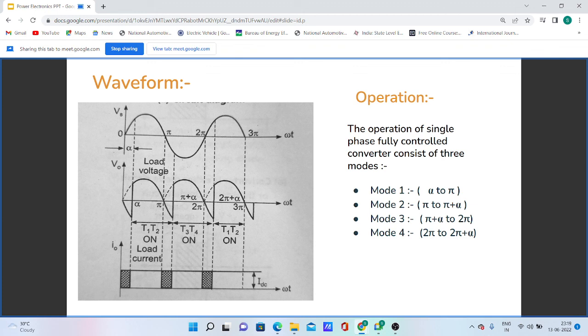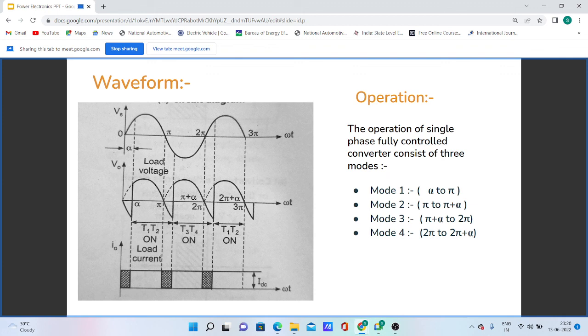In this mode of operation, the load voltage becomes negative and the load current is always positive, continuous and constant. Both load voltage and load current are opposite in polarity, so the stored energy in the inductive load will return back to the supply again. Now for mode 3, which is from pi plus alpha to 2 pi, at instant omega t equals pi plus alpha, the conducting thyristors T1 and T2 are turned off due to natural commutation. At the same time, the other pair of SCRs, T3 and T4, are fired at omega t equals pi plus alpha. Therefore, the average output voltage is equal to the instantaneous supply voltage.